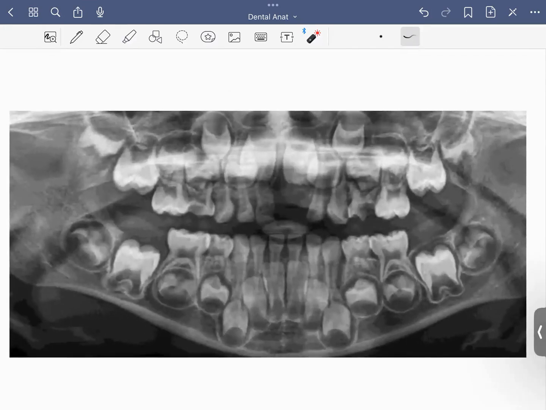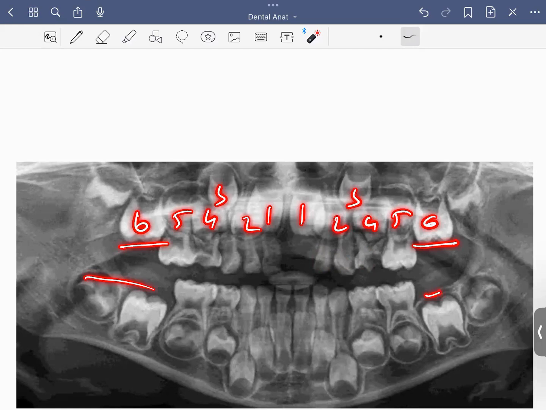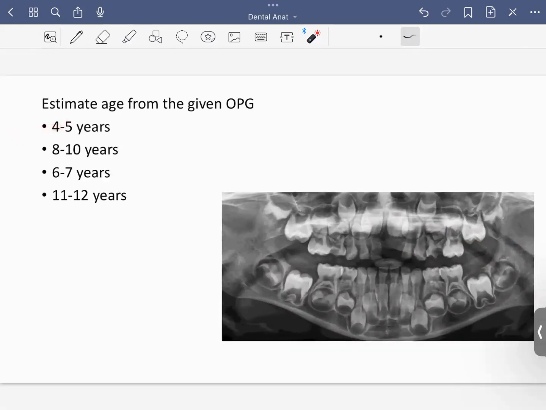Okay, identify the teeth. This is E, D, C, B, A, A, B, C, D, E. All this deciduous dentition is there. The teeth which are developing below them are 5, 4, 3, 2, 1, 1, 2, 3, 4, 5. 6 is yet to develop. On the other side, A has exfoliated, then B, C, D, E. Below are 1, 2, canine, 4, 5, 6. 6 has not yet erupted. Hence, we are going for the answer of 4 to 5 years.